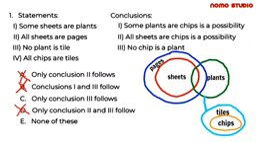Last conclusion we have. No chip is a plant. Does it follow the given statements? Yes, since plants are not chips, and vice versa, as you can see in this figure. Therefore, only conclusion 3 follows from all the given statements. So the correct answer is letter C.